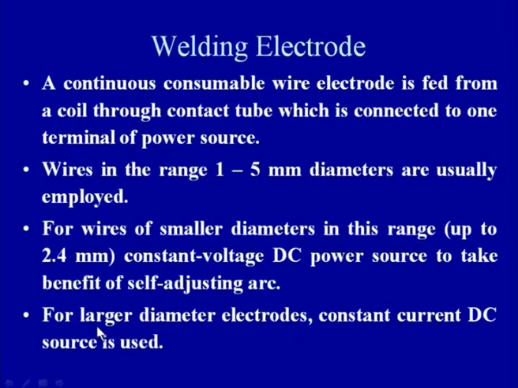While in case of a large diameter electrode, a constant current power source is used, because in this case we do not get the advantage of the self regulating arc, which is mainly based on how rapidly the melting rate is regulated with the change of current. So, if there is no possibility of rapid change of current with the change of arc length, in case of a large diameter electrode, a constant current power supply is used, while in case of a small diameter electrode, where rapid change in the melting rate is possible with the change of welding current, a constant voltage DC power source is used.